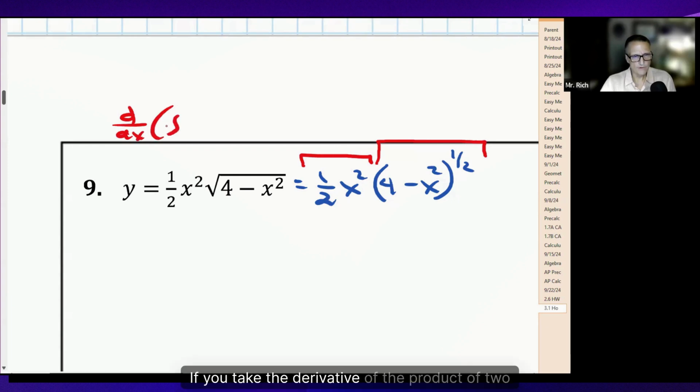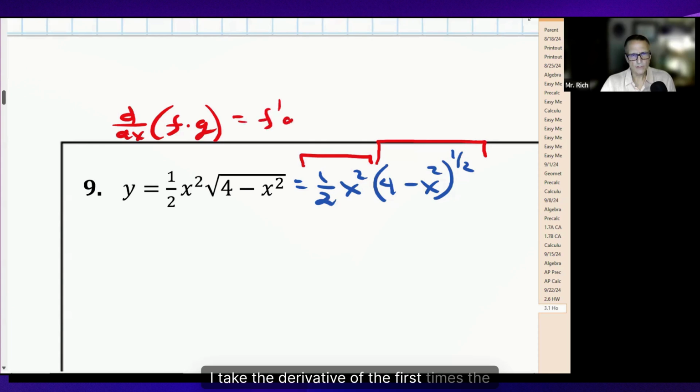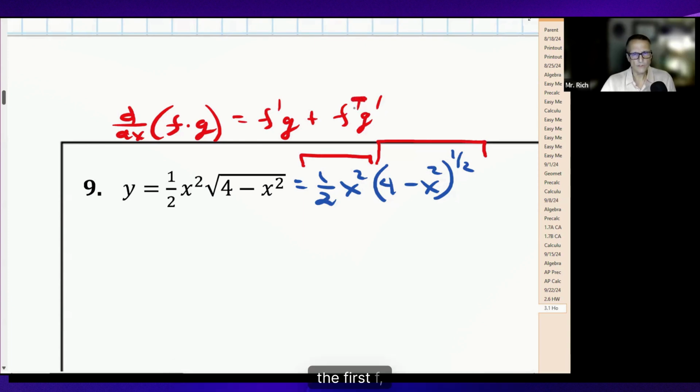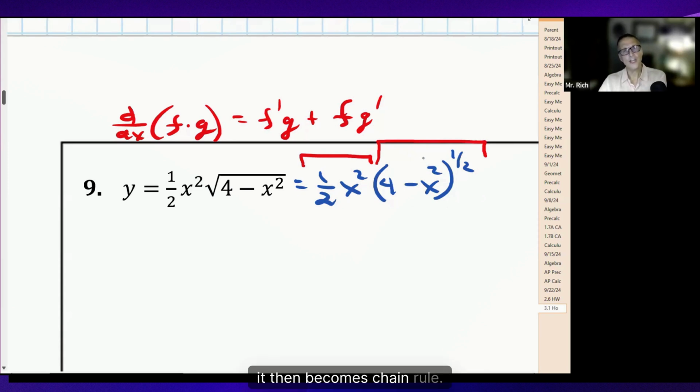If you take the derivative of the product of two functions that I'll call f and g, I take the derivative of the first times the second plus the first f times the derivative of the second. That's the product rule. So I'm going to employ the product rule, but at the moment that I take the derivative of this second part, it then becomes chain rule, right? So here's how it works.